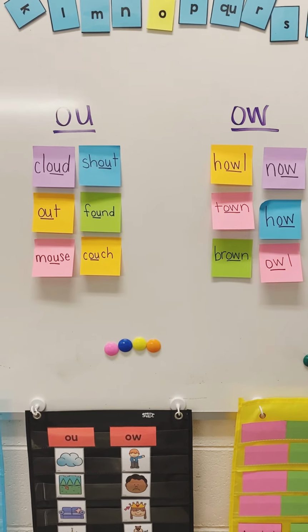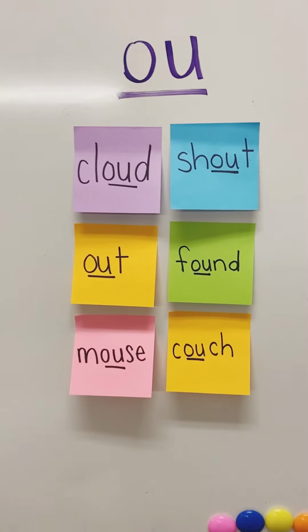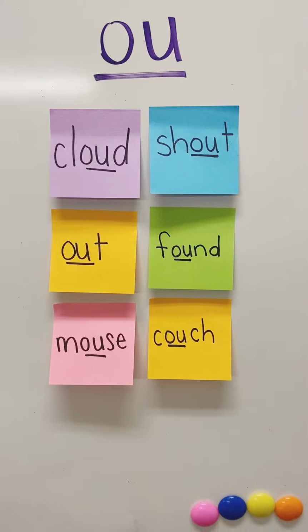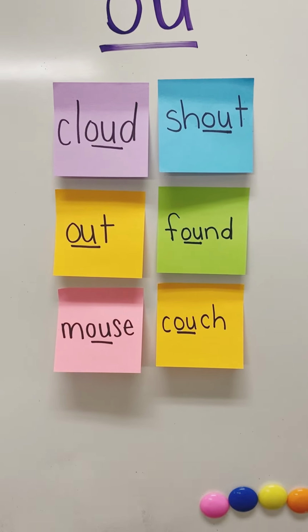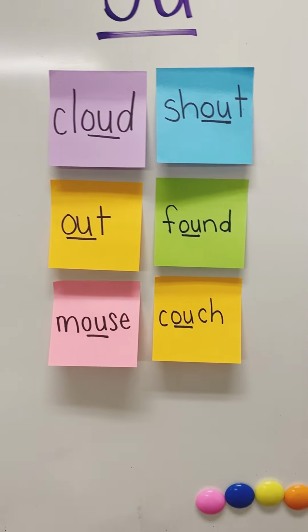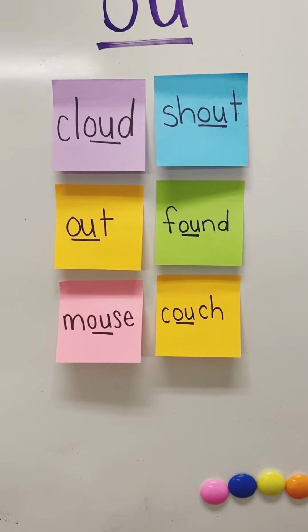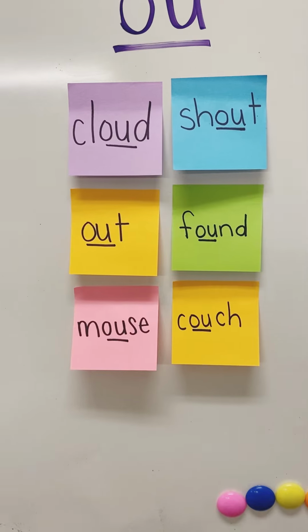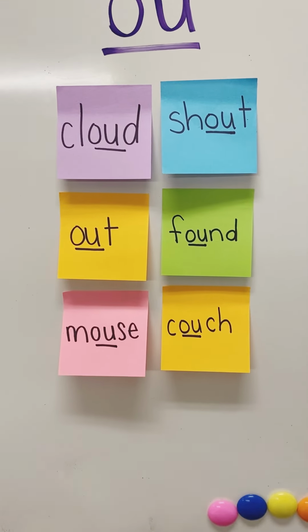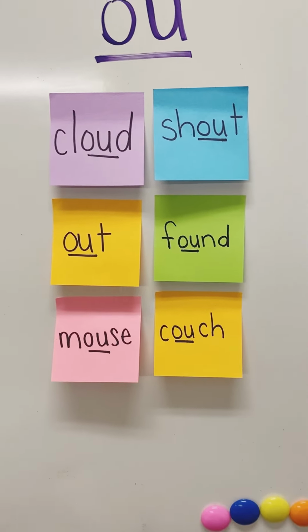So let's take a look at OU. For the most part, where do you see OU? And the answer is in the middle. Do you see anything else? Oh, I see one in the beginning. Okay, so probably it's most likely to be in the middle. Can be at the beginning, but do you see it at the end? Nope, don't see it at the end. Do you see any patterns for a letter after OU? Nope, I don't see any patterns.